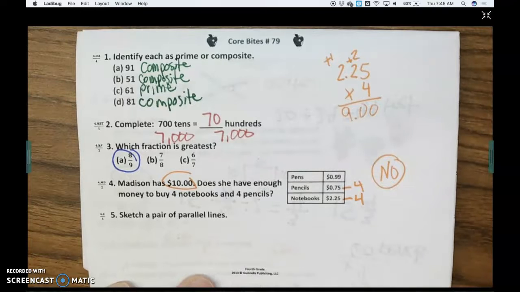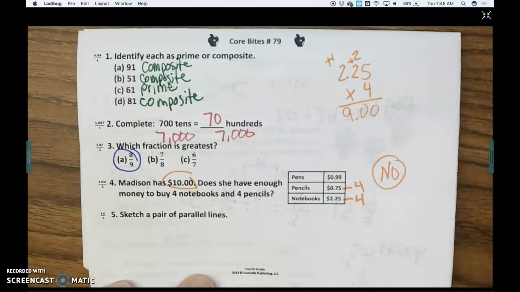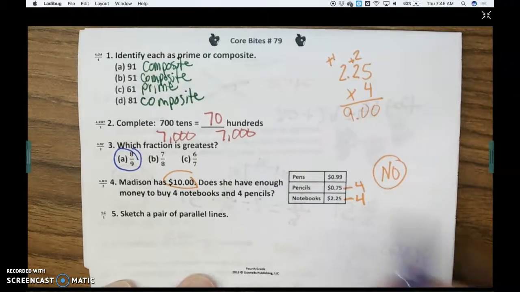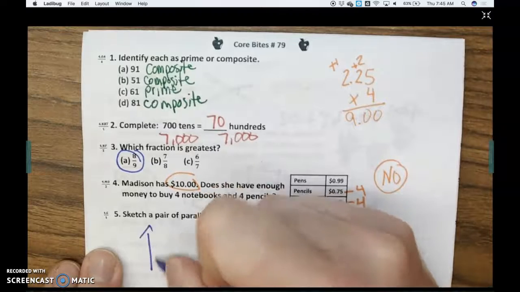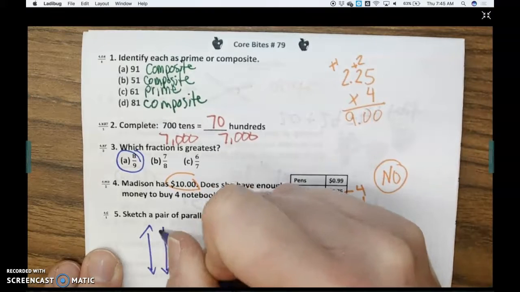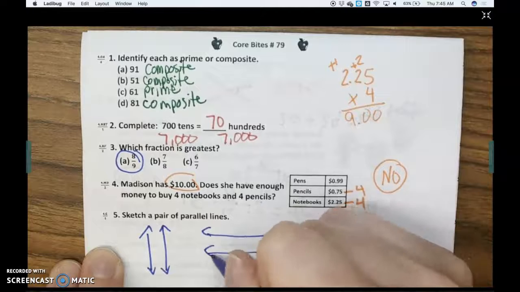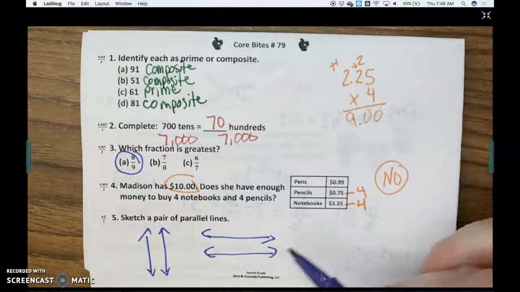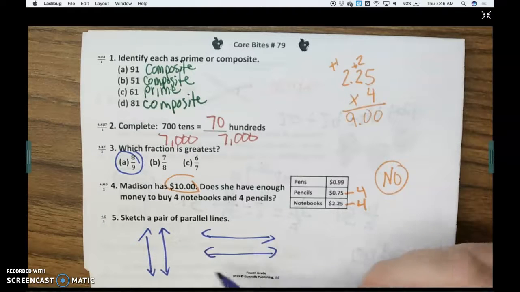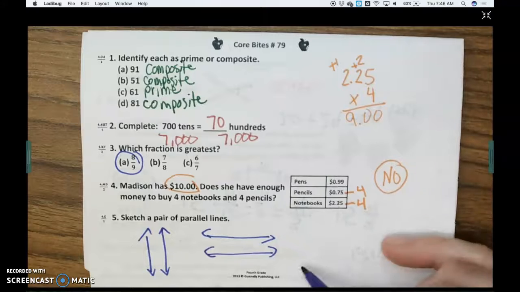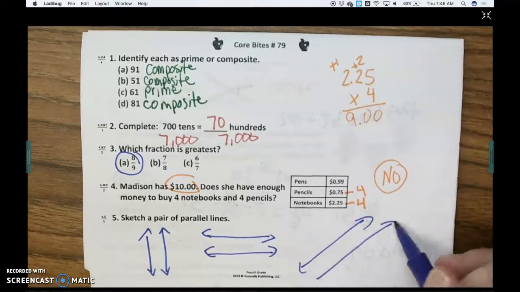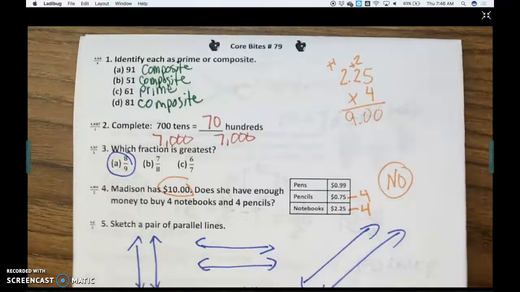And then the last one says, sketch a pair of parallel lines. So with parallel lines, you could either do them going this way vertically, you could do horizontal, but the main thing is it's like an interstate. They never touch. They're always running side by side, but they never touch. You could also do diagonal as long as they never touch.